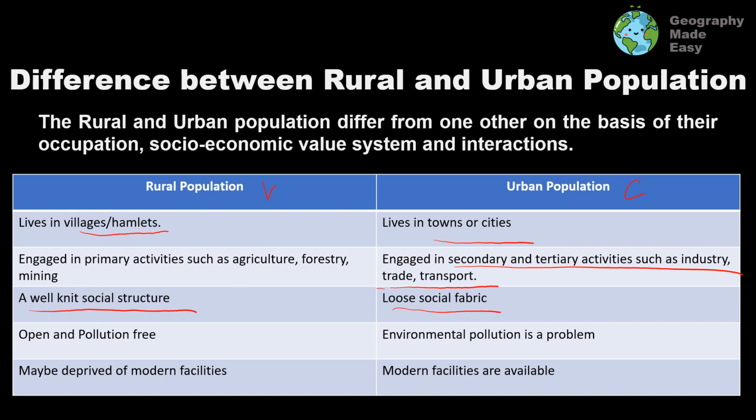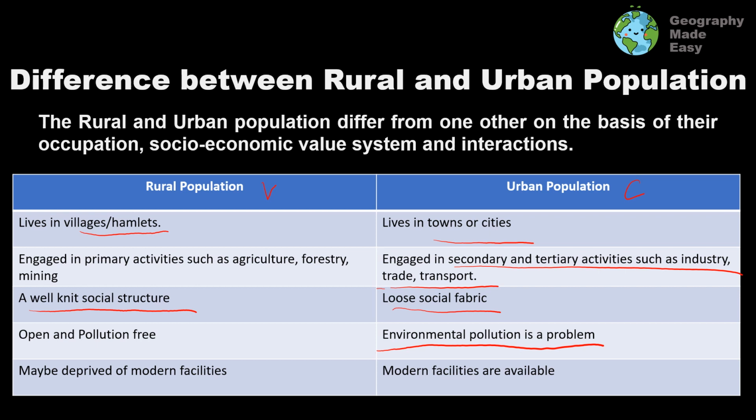Mostly rural population has an open and pollution free environment. They live in a pollution free environment. This is a very generalized statement because depending on what kind of activity is going on, pollution can be present. And environmental pollution is much more acute in the urban areas, which is an accurate statement, that the pollution problem is a bigger problem in the urban areas than compared to rural areas because of the kind of activities which is being done in the urban areas.